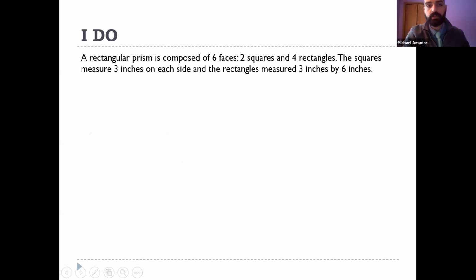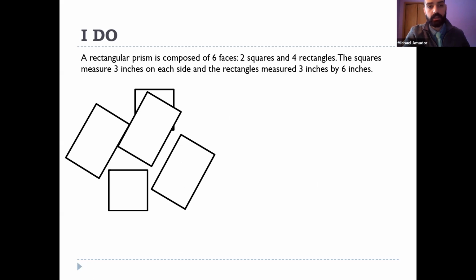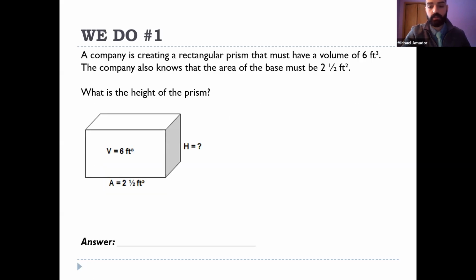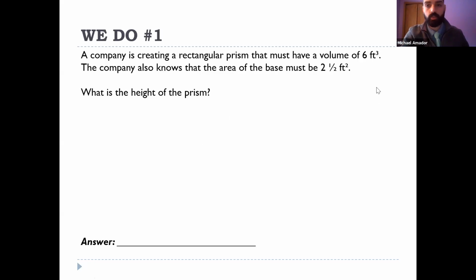So you should have the we do in your Scholar packets. We do number 1. We're all turning in our Scholar packets to we do 1. We have a company which is creating a rectangular prism that must have a volume of 6 feet cubed. The company also knows that the area of the base must be 2.5 square feet. What is the height of the prism?